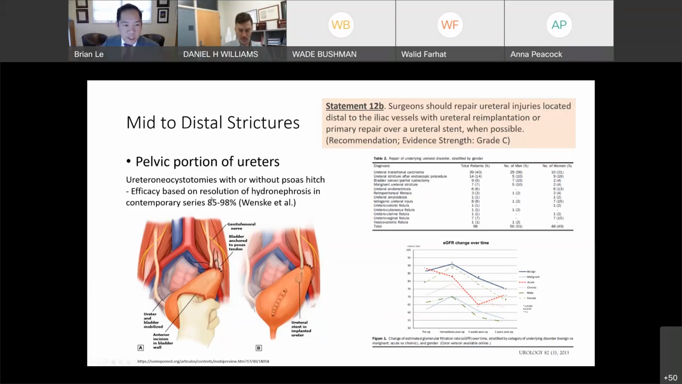So the overall success rate for ureteral neocystotomies, which is a fancy term for ureteral reimplants, with or without psoas hitch, in contemporary series is around 85 to 98%. So this is a fairly high success procedure. And you can see here what a psoas hitch looks like. This is obviously an open approach with this guy's hand sticking in the bladder.